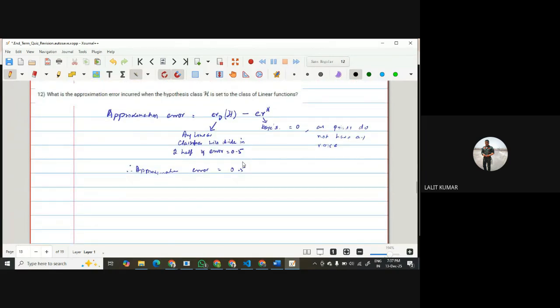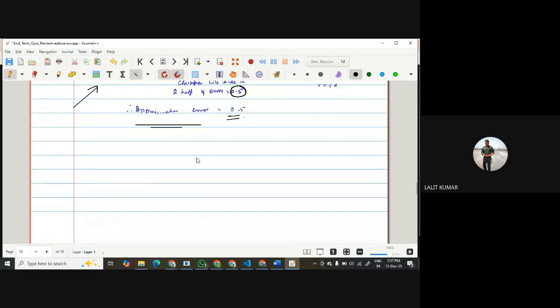Okay, next we come. What is the approximation error incurred when the hypothesis class H is set to the class of linear functions? So approximation error is nothing but this. Any linear classifier will divide into 2 parts. Like we have seen in all the cases we divided, your test error was 0.5 in all the cases. Whereas the best Bayes error, which we selected, gave us an error of 0. So your best approximation error will be 0.5. So this we have seen from all the 4 examples.